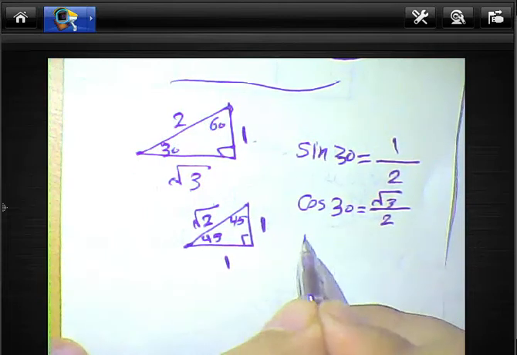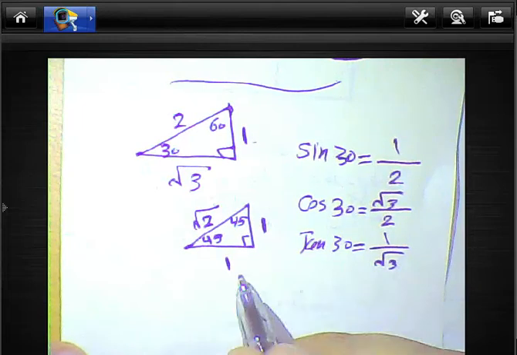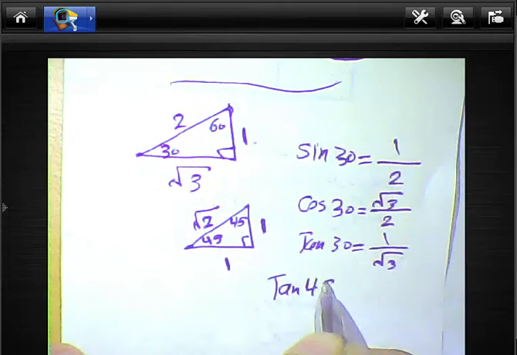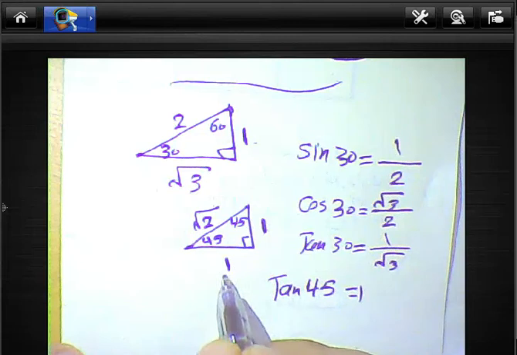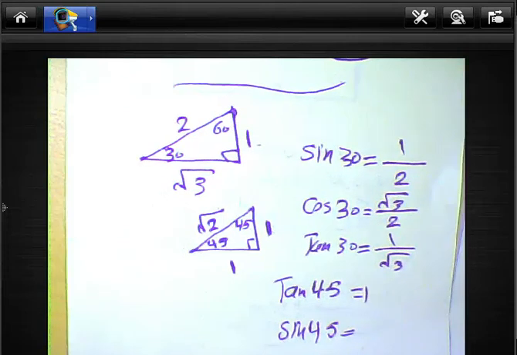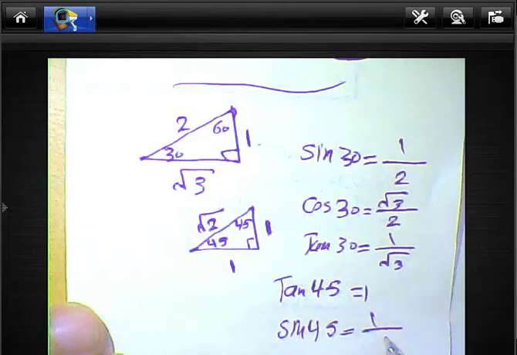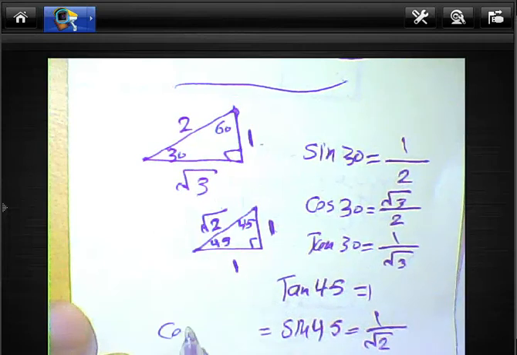And what about tan 30? 1 over root 3. Tan 45 equals opposite over adjacent, 1 over 1, equals 1. And sine 45 equals 1 opposite over root 2, opposite over hypotenuse. It will equal cosine 45, which equals 1 over root 2.